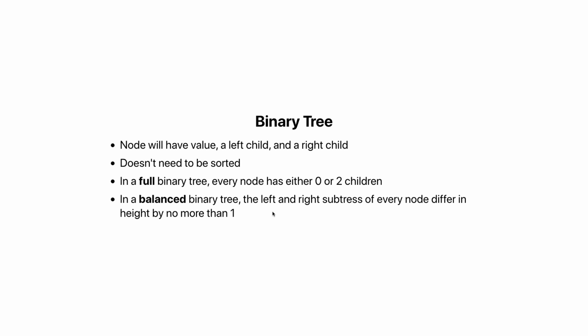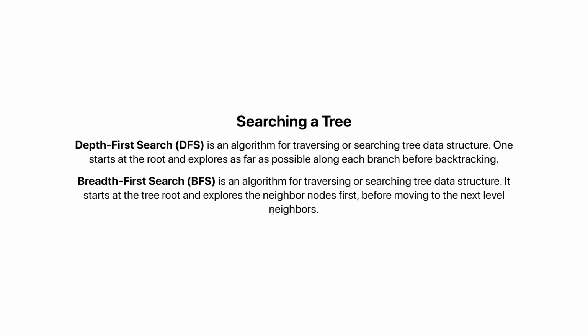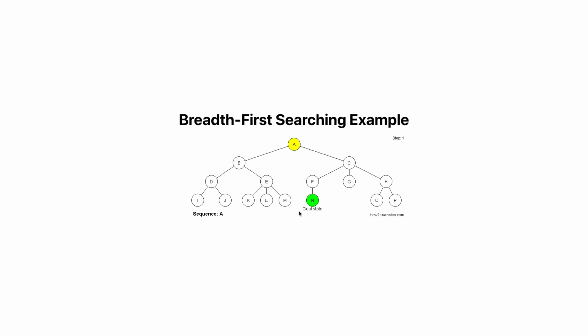That's basically what that's saying there. Let's move on to searching a tree. I have two little animations here that are going to show the different ways that you could search it. Here, breadth first means you start at the top, and then you go through each level trying to find the value that you're looking for.